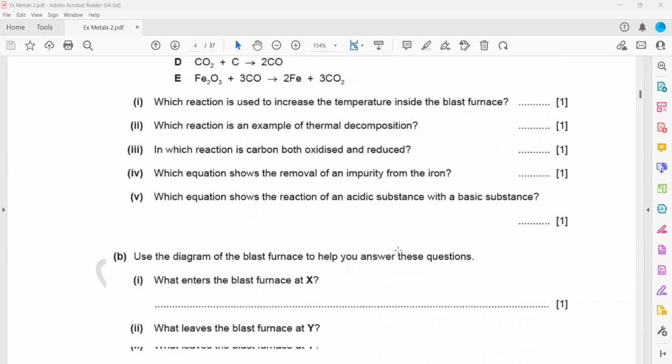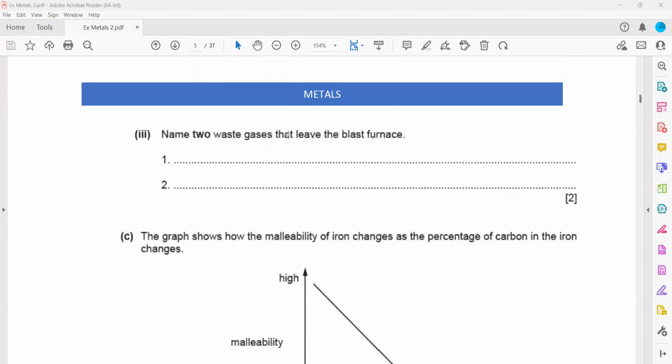So you can mention carbon dioxide and carbon monoxide here. But you must write the names, don't write the formulas CO and CO2, that is not correct. Because you have to name them, so write carbon monoxide and carbon dioxide.